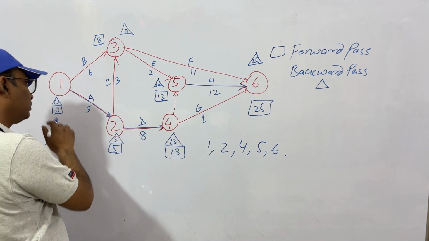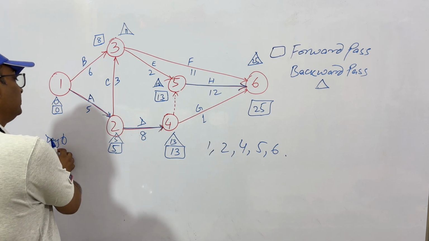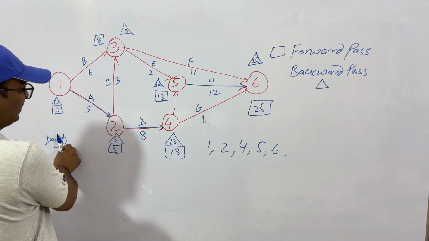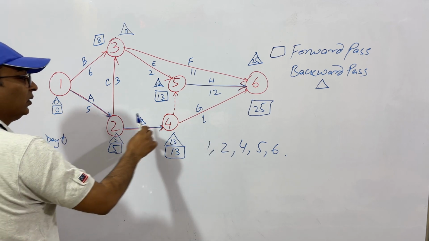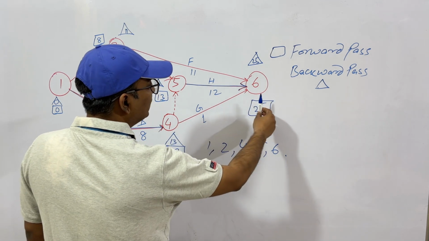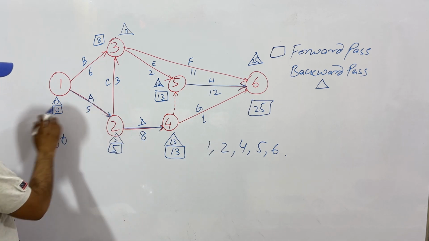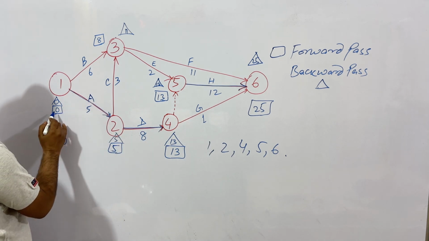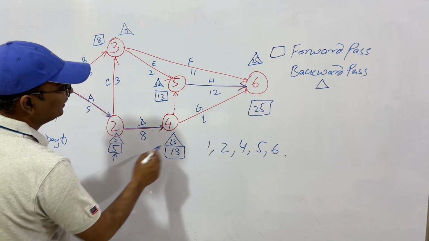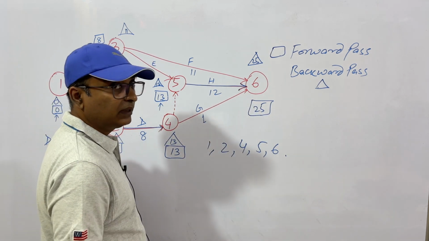When we point out the forward pass points, we say that at the latest, this activity has to be completed on the 5th day. If we have started on day 0, on day 5, this has to be completed. On day 13, this has to be completed. This is the forward pass. In the backward pass, what do we do? Here we said activity D, or start with this. In the forward pass, what do we say? Activity A has to be started on day 0. Activity D has to be started on day 5. Activity H has to be started on day 13, so that we complete our project on day 25.